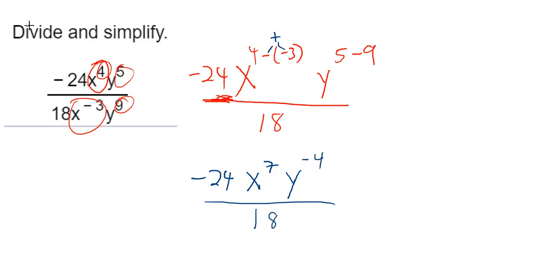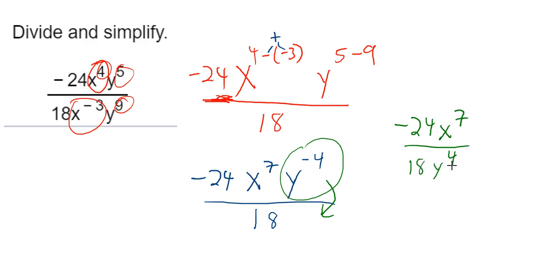All right, so we have a negative exponent to deal with, and so we will drop that to the denominator to make it a positive exponent. So we'll have negative 24 x to the 7th power over 18 y to the 4th power. And so we have one of each variable. We have no negative exponents. Remember, you can't do anything about this negative number. You're stuck with negative 24. You can't make it a positive 24.